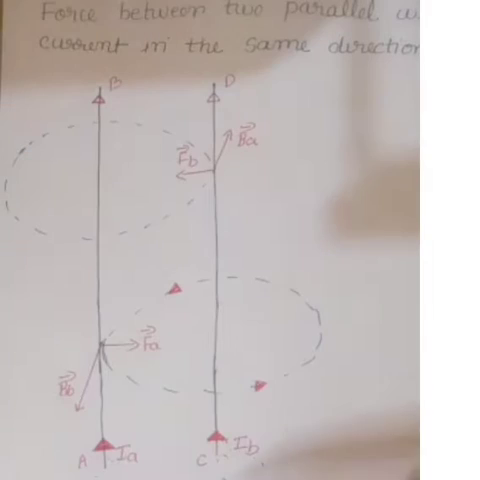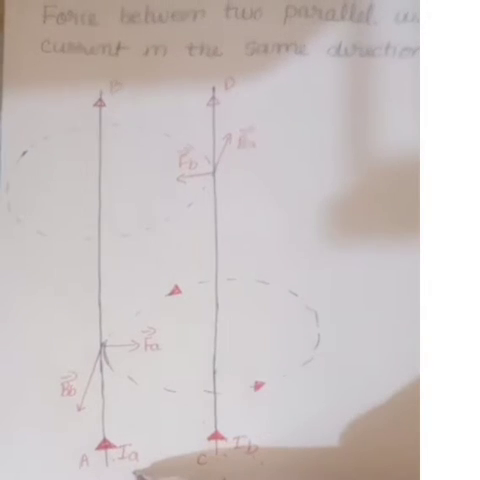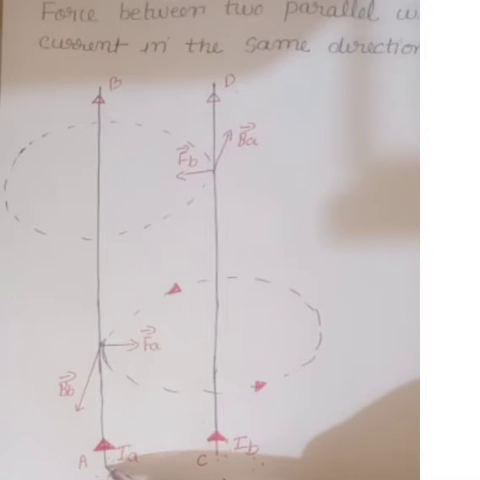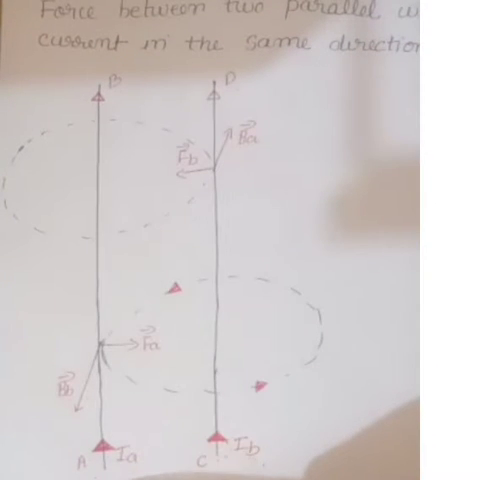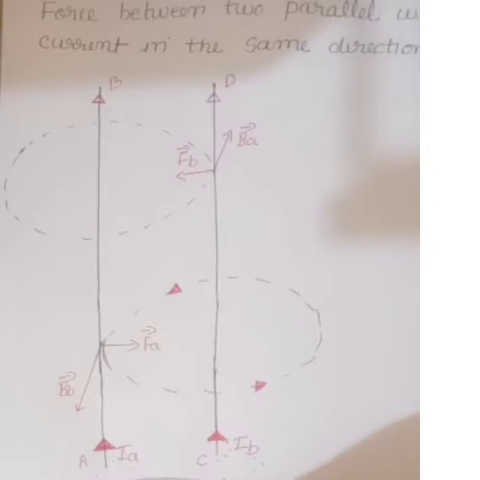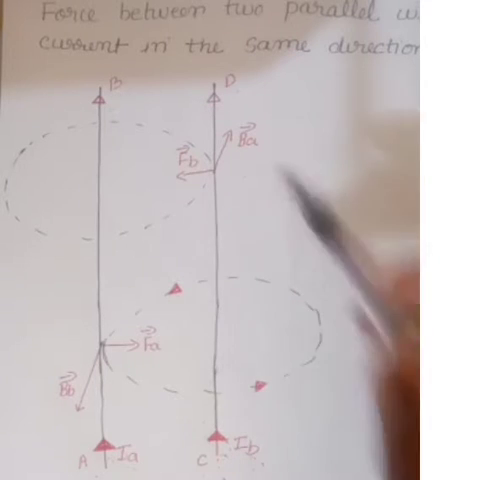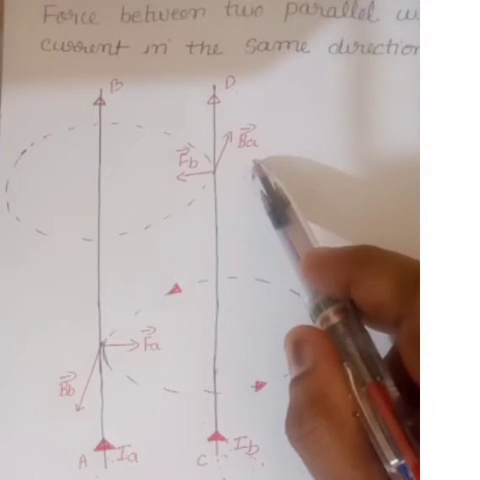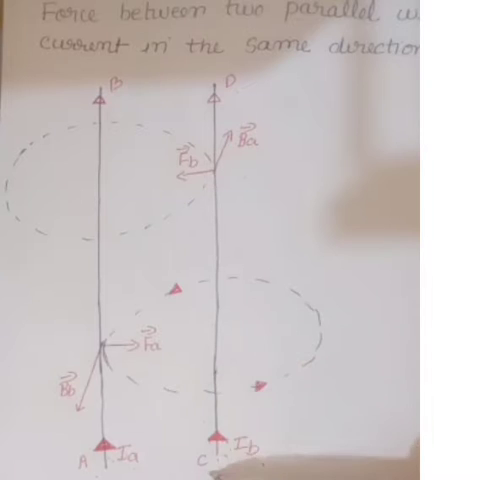When the conductor AB carries current IA, what happens? The conductor becomes a magnet, so a magnetic field is developed. The conductor AB produces a magnetic field BA. What happens to its neighboring conductor? Because of the presence of current and this magnetic field, a force is developed in the conductor CD. You have two conductors carrying current in the same direction at the same time.